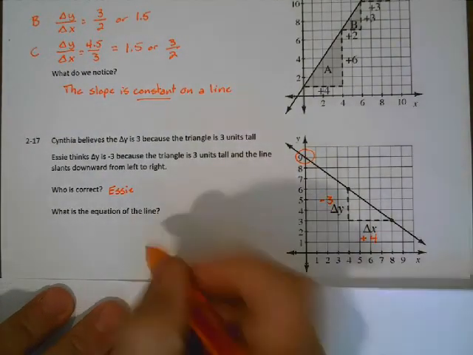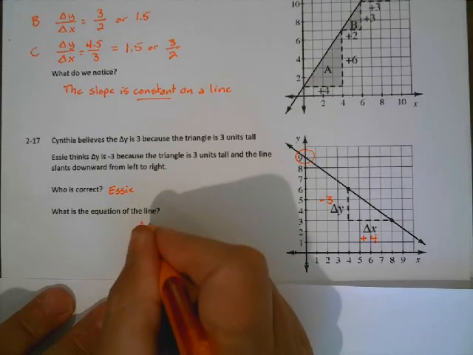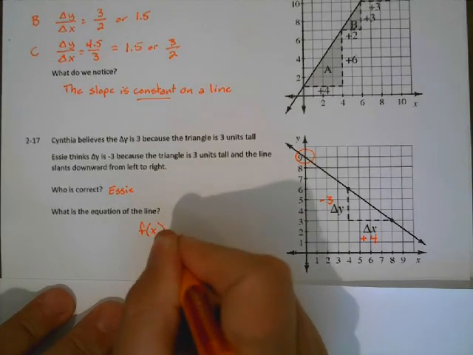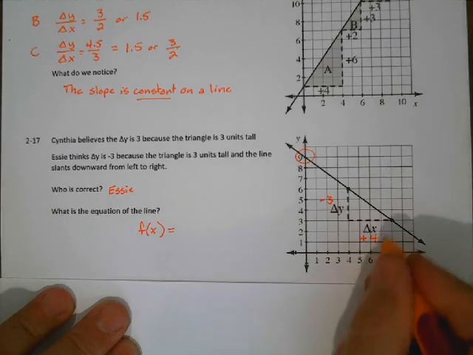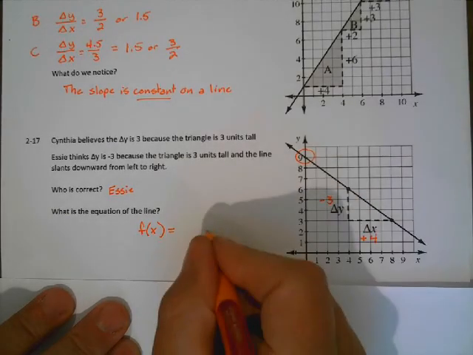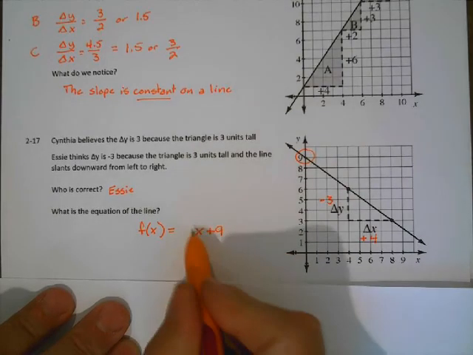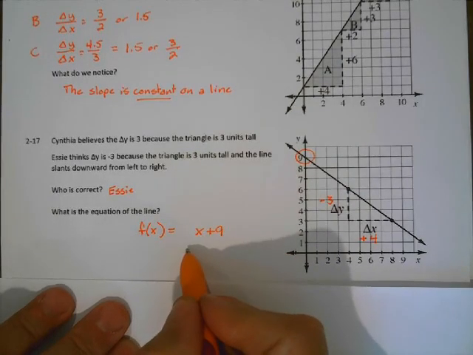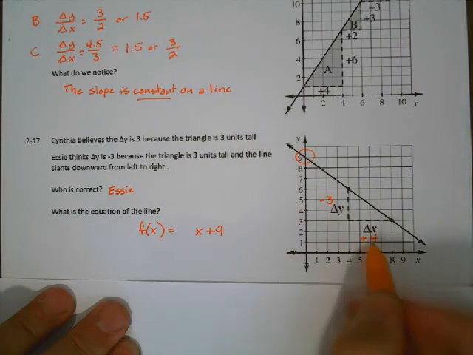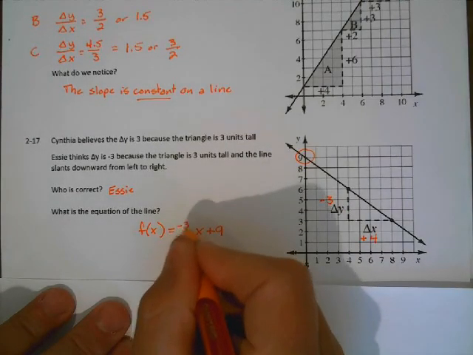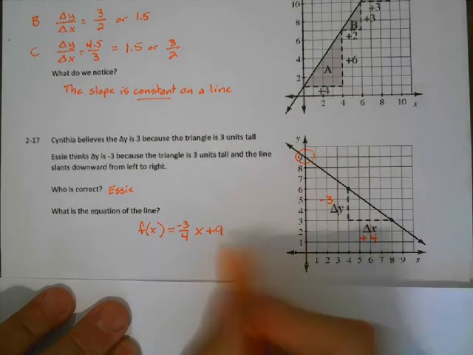So what's our equation? Our equation would be f of x equals, we're starting at 9, so I'm going to put a plus 9 at the end here. And then the number in front of x we're finding out now is just the slope value. So our slope value is negative 3 over 4. So this would be negative 3/4 x plus 9.